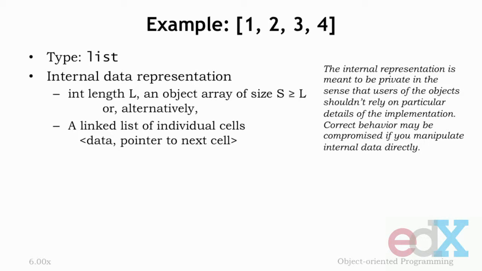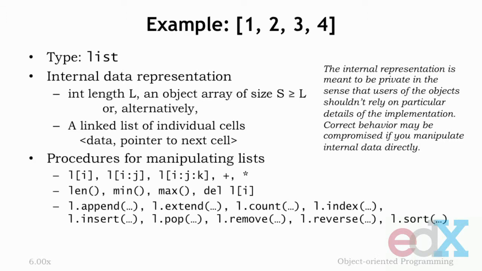The internal representation is meant to be private in the sense that users of the object shouldn't rely on any particular details. So for example, a user should use some sort of procedure that's associated with a list to get its length. It shouldn't assume it can reach in and grab an internal integer and simply use that as the length. And so correct behavior of the objects might be compromised if you actually make some assumptions about the internal data.